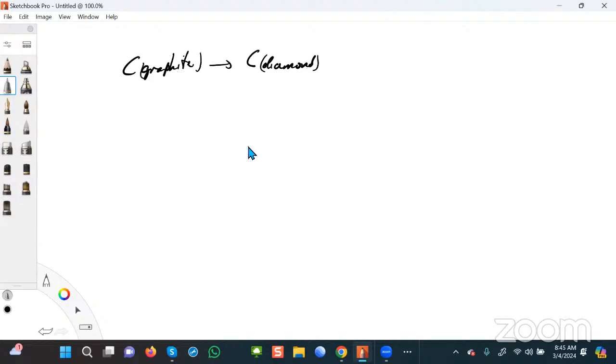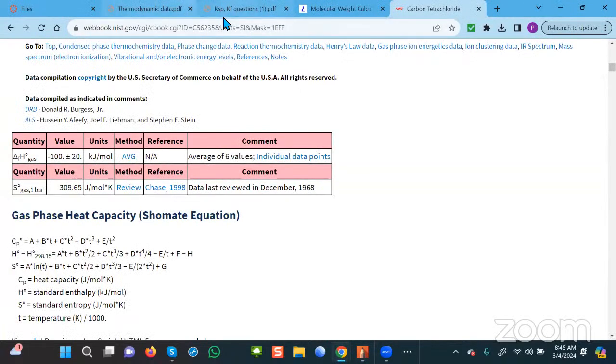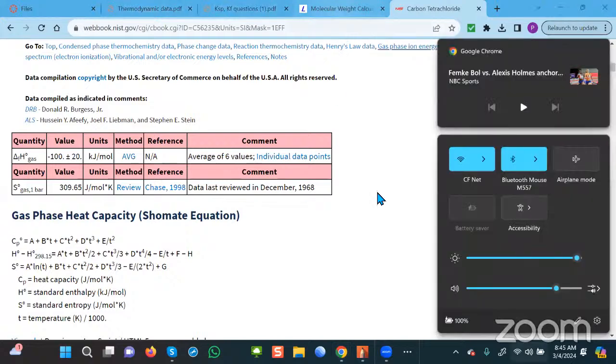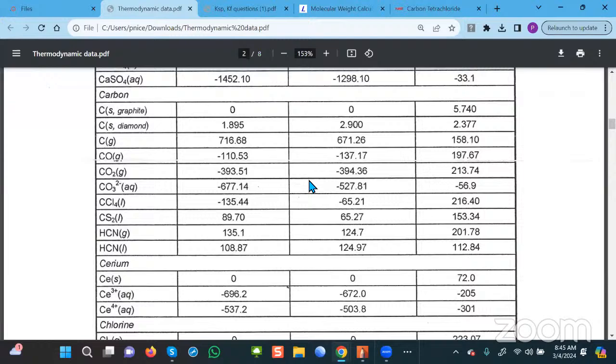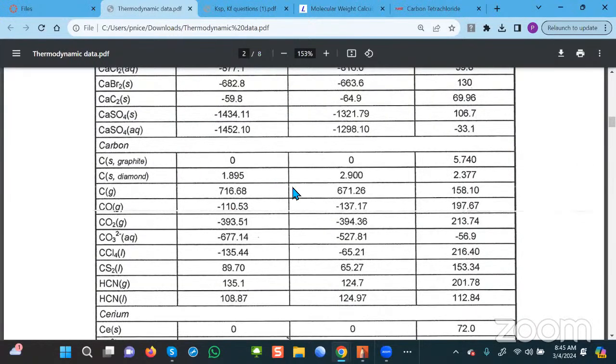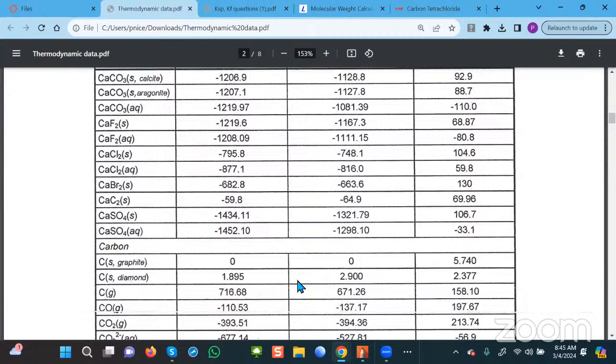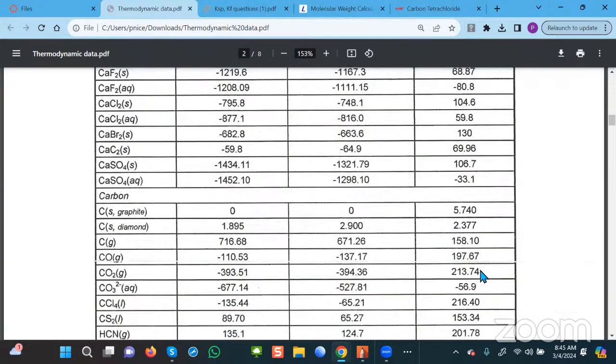Okay, so I'll have to look up the values. Oh, here, I have it already. Okay, so here are the values right here. For diamond, it's 2.377, and for graphite, it's 5.740, right?